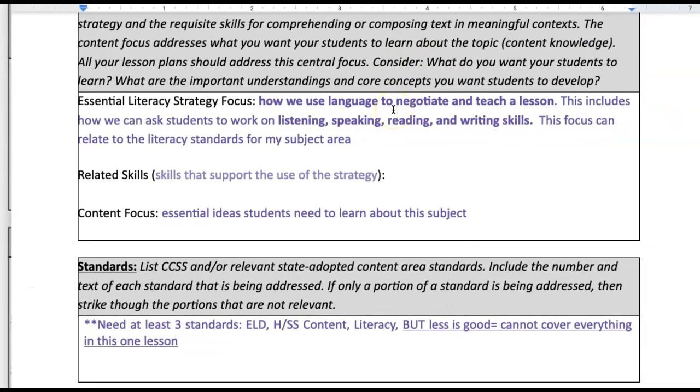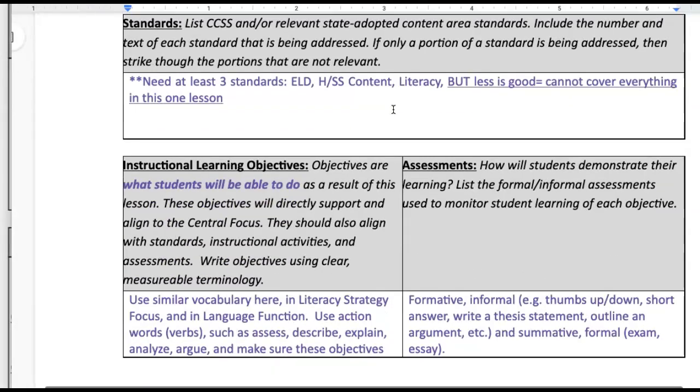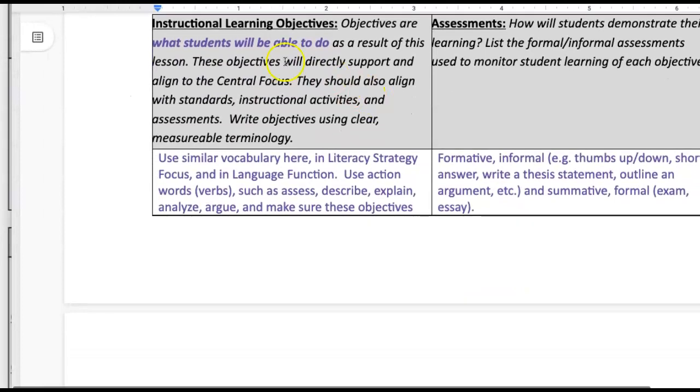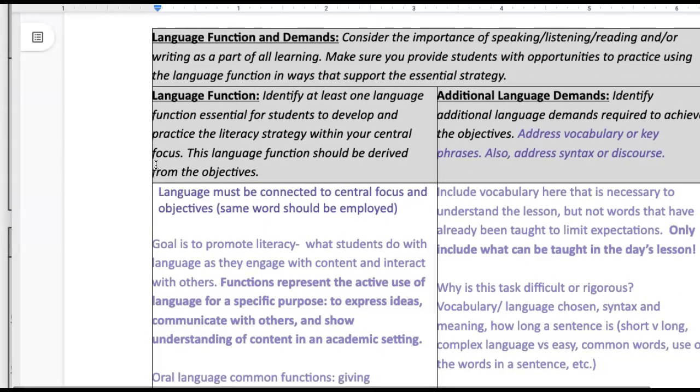And it's important that we relate these terminologies, these words, to the instructional learning objectives, the goals that we want students to be able to do, the skills, the content that they should know. And so the language should be similar here to the literacy strategy focus and also to the language function, which is found down here. So the language function, I had to look this up because it's a little confusing to me. I'm not an English person.